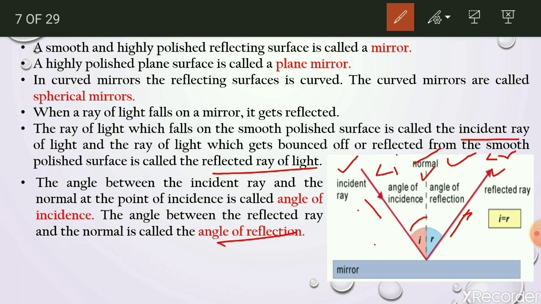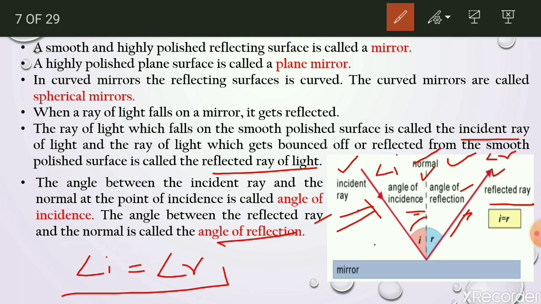So now we have some terms. The light ray which falls on the smooth polished surface is called the incident ray. The light ray which is reflected back after hitting the surface is called the reflected ray. The angle between the incident ray and the normal is called the angle of incidence, that is angle i, and the angle between the normal and the reflected ray is called the angle of reflection, that is angle r. Always, angle i is equal to angle r. In higher classes you will study more about it.